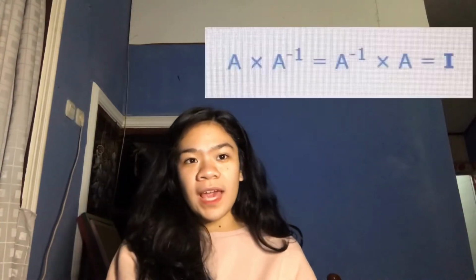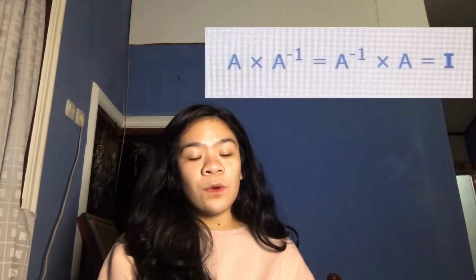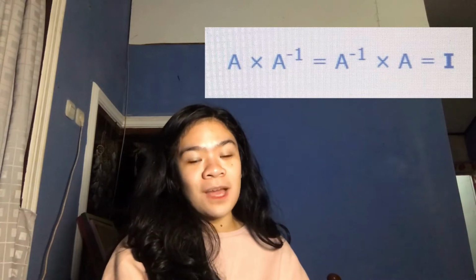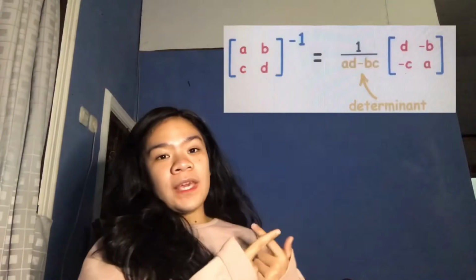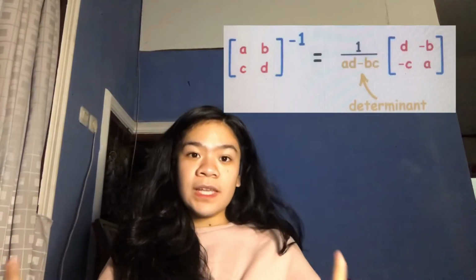So next we're gonna talk about the inverse matrix. So the definition, the inverse of A is A to the power of minus 1, only when A times A to the power of minus 1 equals A to the power of minus 1 times A, which is I. Sometimes there is no inverse at all. So here we can see the example of a 2 times 2 matrix and its inverse.